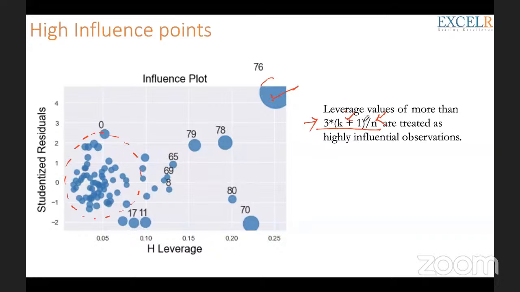And when you have this, if this value is more than 0.2, then we'll say that those data points are high leverage data points or highly influential data points. So in this case, you can say this and this. These two observations are highly influential data points, and so we can go ahead and remove them.